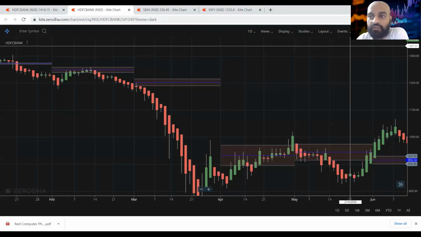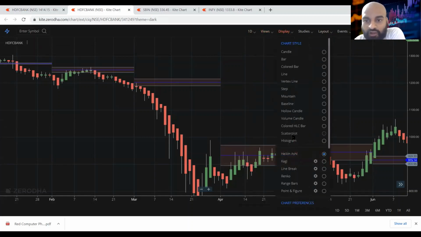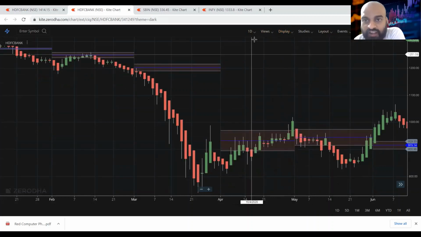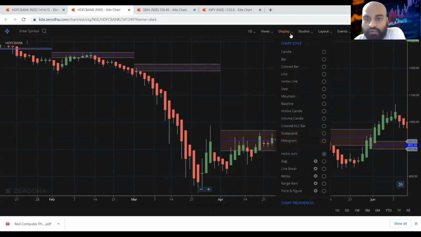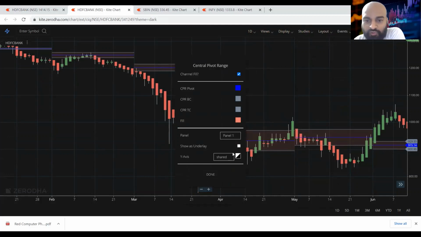Let's see a couple of examples here. As I said, your graph should be a day time frame, and your display should be Heikin-Ashi candles. I'm using the Zerodha portal, as most of us will be using this one, so it would be easy for you to follow. So select Heikin-Ashi candles, and the study should be the Central Pivot Range. No need to change anything here.